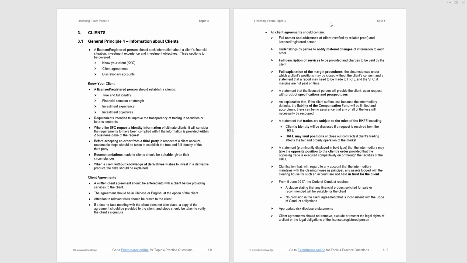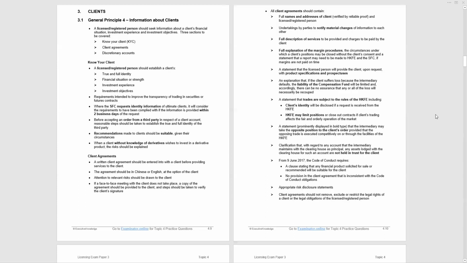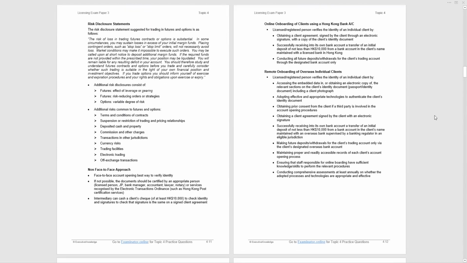licensed registered person. Now, I've taken a bit of time to go through all those points simply because I've seen questions covering what should be in a client agreement. So be aware of those points. Moving on, as I said, to risk disclosure statements.